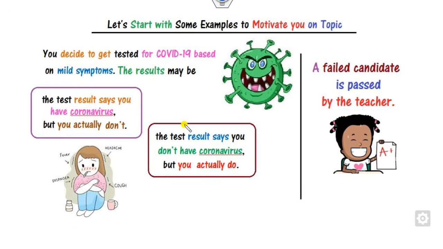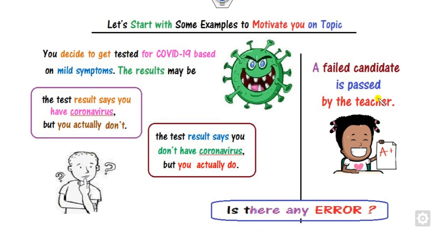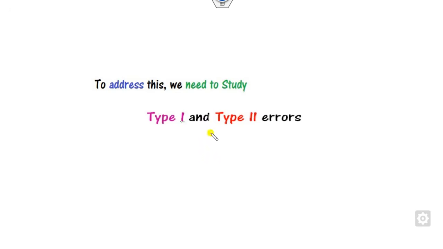Look at one more example. A failed candidate is passed by the teacher. Then definitely the student's face will be happy like here. Is there any error inside it? In both examples, it's a failed candidate, but passed by the teacher. So is there any error in both examples? Yes, there is an error in both. So whenever there is an error in terms of statistics, we have to study type 1 and type 2 errors.